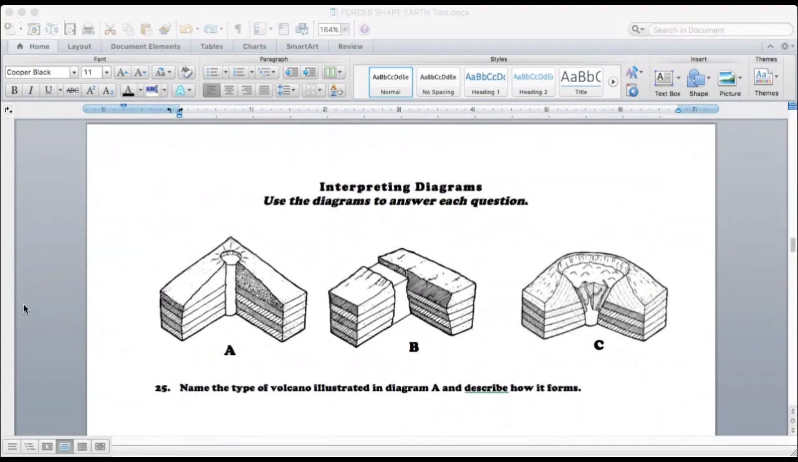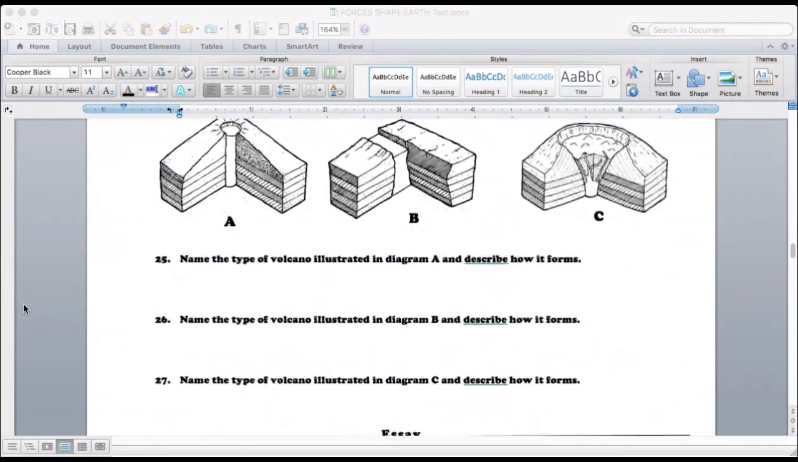Interpret diagrams. Use the diagrams to answer each question. 25. Name the type of volcano illustrated in diagram A and describe how it forms. 26. Name the type of volcano illustrated in diagram B and describe how it forms. 27. Name the type of volcano illustrated in diagram C and describe how it forms.